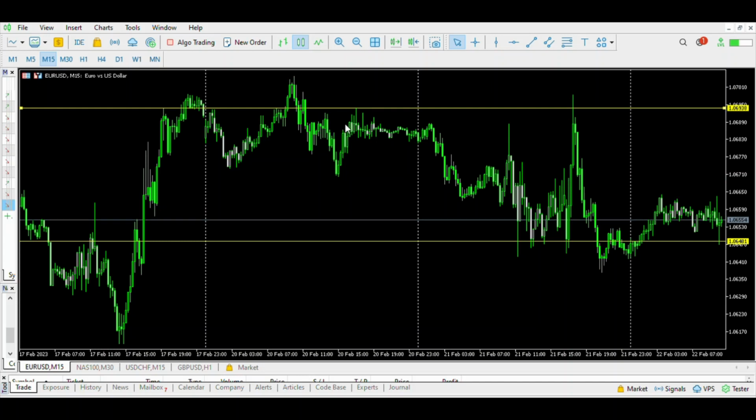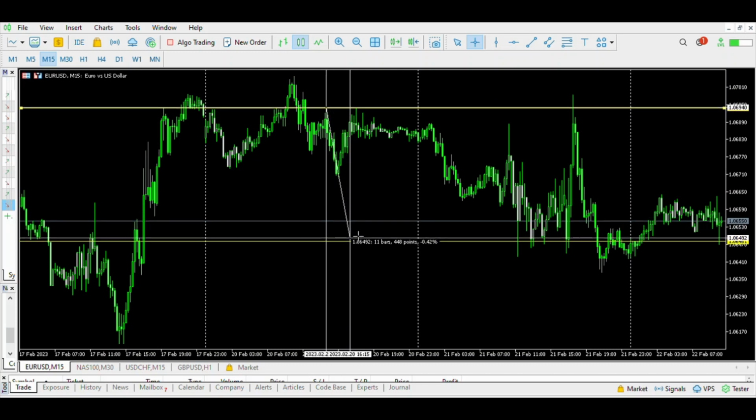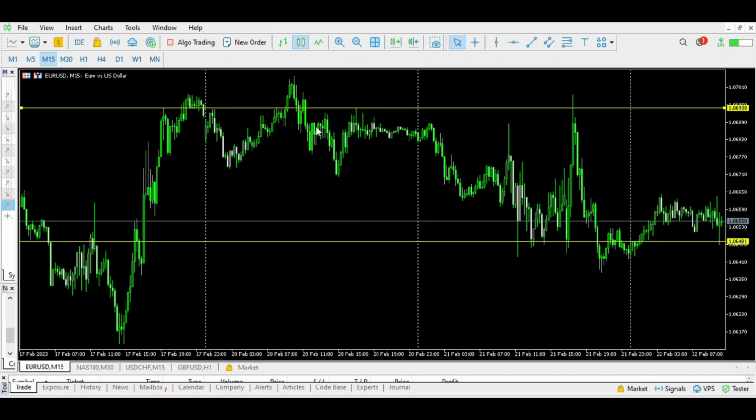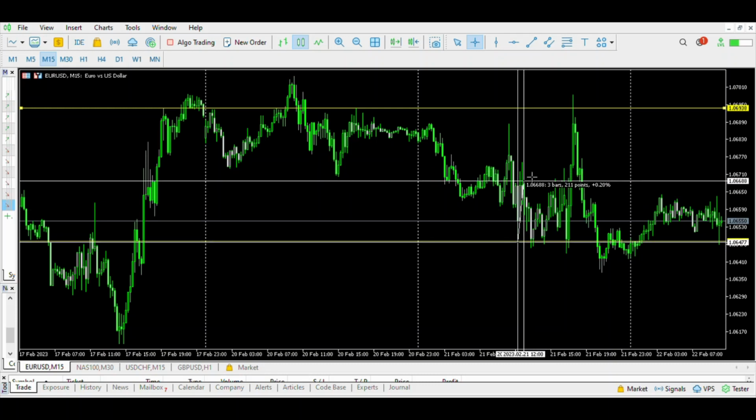I didn't make the whole move, so I missed out on this 40 pip move. However, I got this move here, and then, like I said, price was very likely to turn around from this imbalance here. I did take this trade. I took this scalp here, and it went to about 20 pips. So I'm good. I caught 20 pips there.